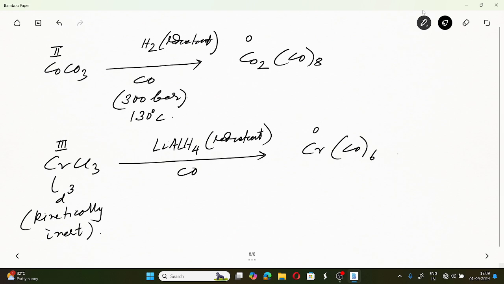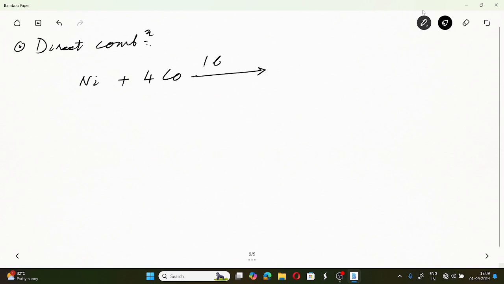Now there are other reactions, for example, direct combination. For example, this is a very famous reaction. Nickel plus carbon monoxide at room temperature and normal pressure, atmospheric pressure. This is converted to Ni(CO)4. Okay. See, directly it is converted to Ni(CO)4 by direct combination.